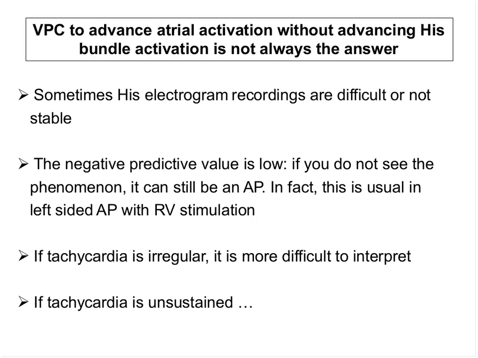However, the issue is that this is not always the case. So the negative predictive value of this maneuver is low. You can perform the maneuver, don't see this response, but still an accessory pathway can be present. So that means that this maneuver does not always give the answer. And then something else has to be done.